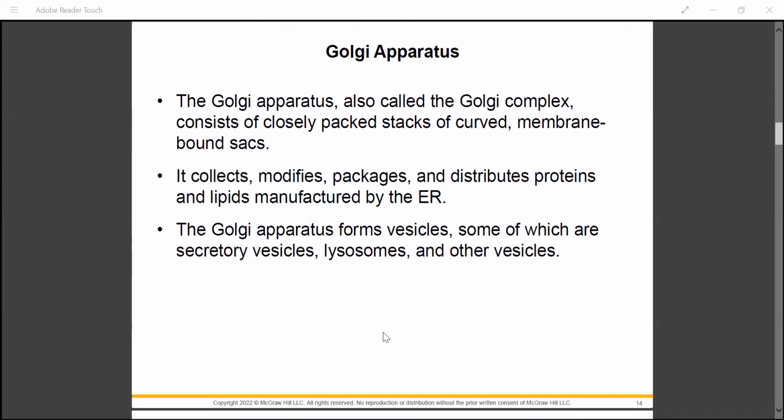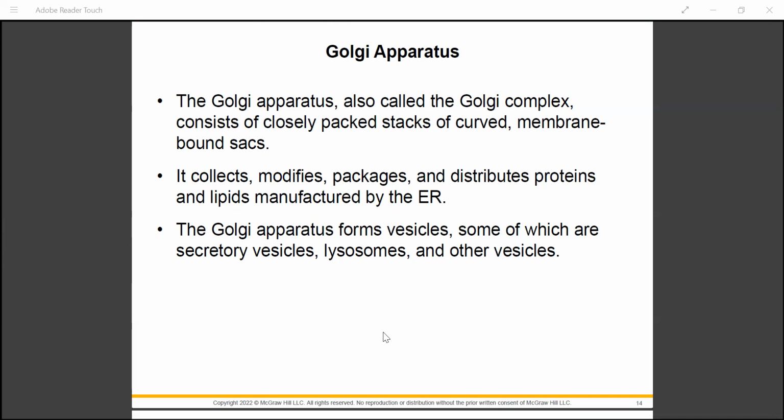The Golgi apparatus, also known as the Golgi complex, is a bunch of closely packed stacks of curved membrane. It's really membrane-bound sacs, also known as vesicles. The Golgi apparatus's job is to collect, modify, package, and distribute different proteins and lipids manufactured by the ER. So in a way, you can think of the Golgi apparatus as the post office. They're getting the packages from the ER and then shipping them out to where they need to go.